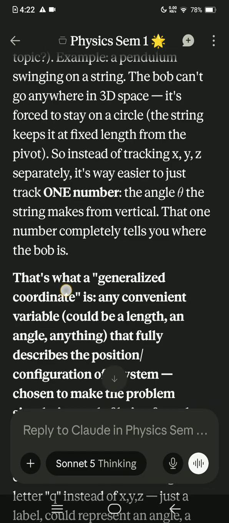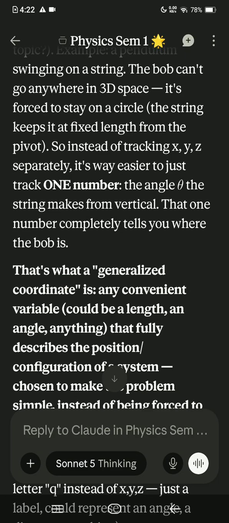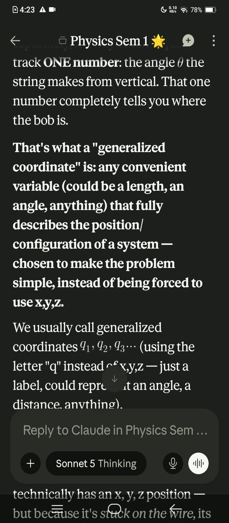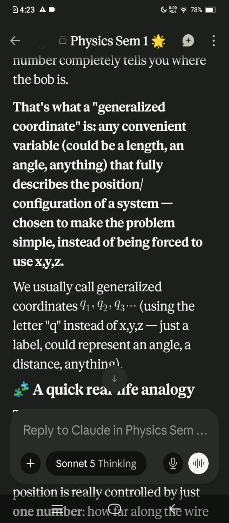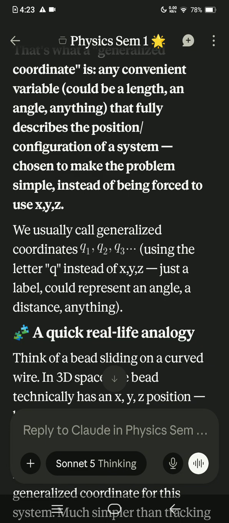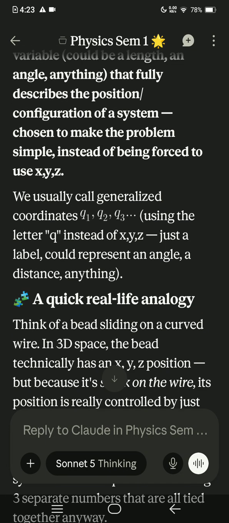We don't need all three variables, like all three xyz. We can do it with a single variable. That's what a generalized coordinate is. Any convenient variable, could be a length, an angle, anything, that fully describes the position or configuration of a system, chosen to make the problem simple instead of being forced to use xyz.